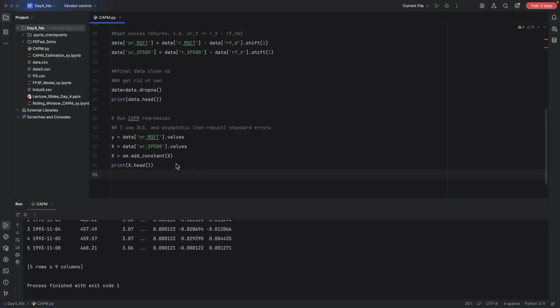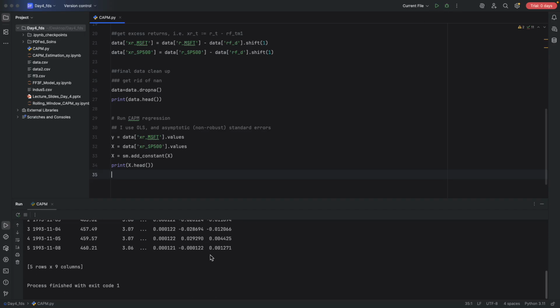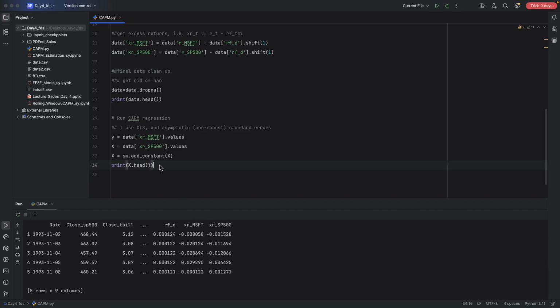Oh, I see, because x is not a pandas anymore, so x dot hat is not known. Okay, so then we don't do it. So you see the beauty of the pandas data frame and the functionality of it. So let's move on with this regression directly.